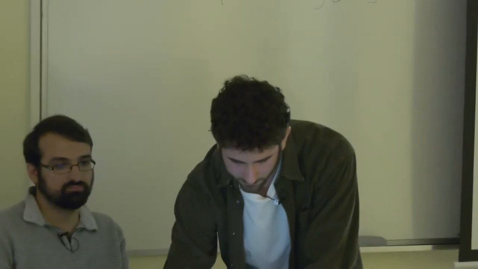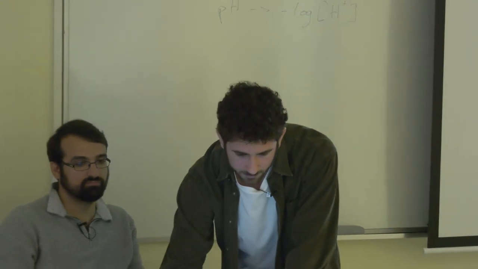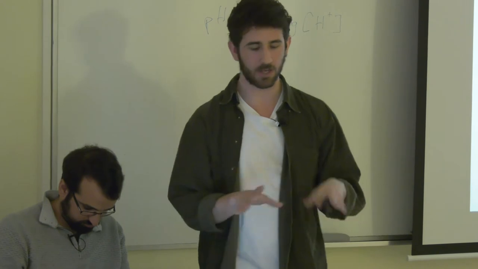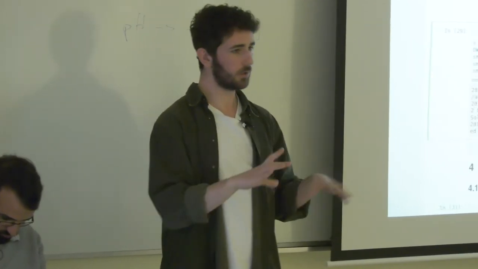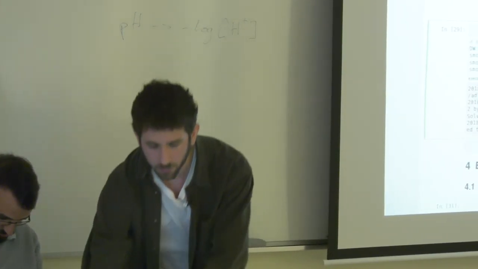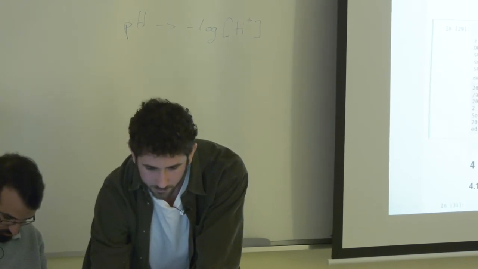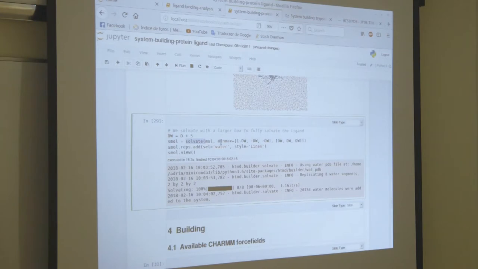All right, so we define this is the previous distance that we defined on the ligand. So more or less, we just defined a cube based on that distance with 5 angstroms more. And we use this function solvate that will create this water box automatically.